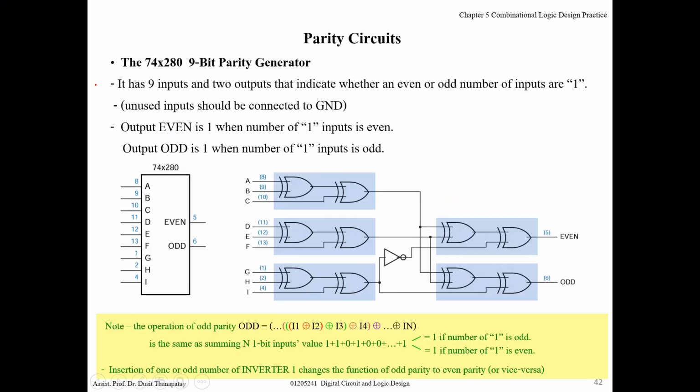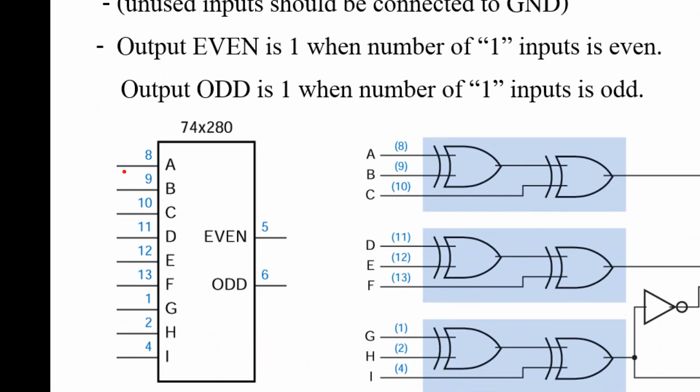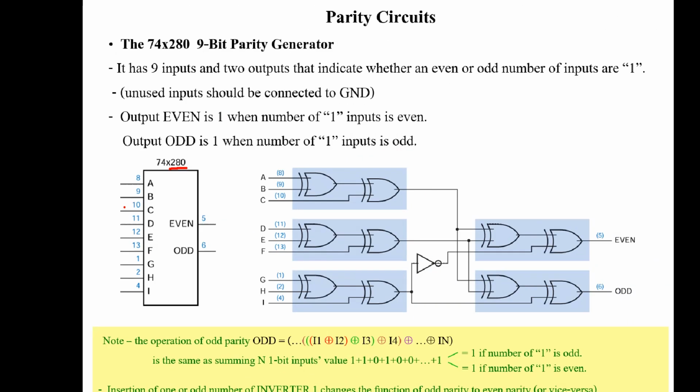Okay, and for this one, just to show an example, I see number 280. This one is a 9-bit parity generator. Okay, there are 9-bit inputs and two outputs for even and odd. If output odd is active, that is one, that means the number of logic ones is odd. Okay. And if output even is one, that means the number of active logic one inputs is an even number.